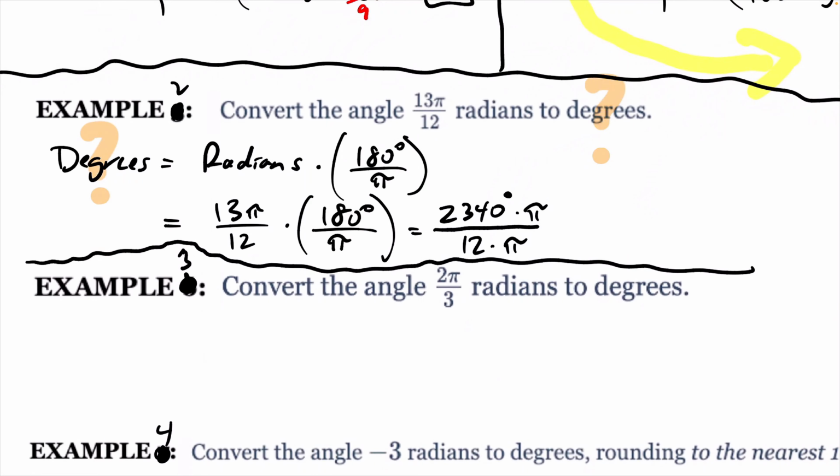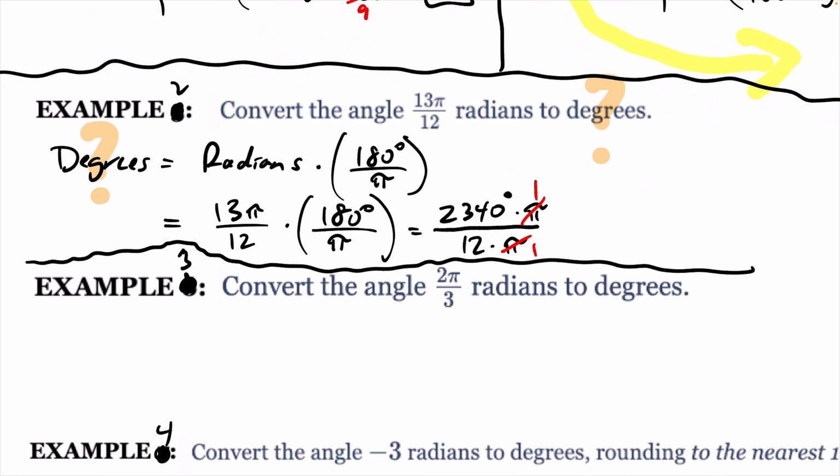Look for things to cancel out. Look for things to reduce. What can I cancel out? Pi, right? Pi on top, pi on bottom. I got to keep the degrees because I only have 1 on top. Anything divided by itself just makes 1. So pi divided by pi is just 1.